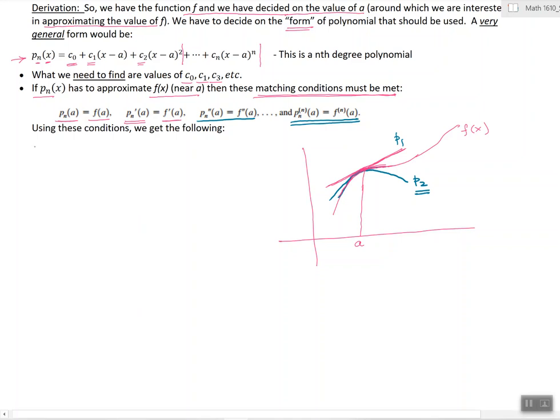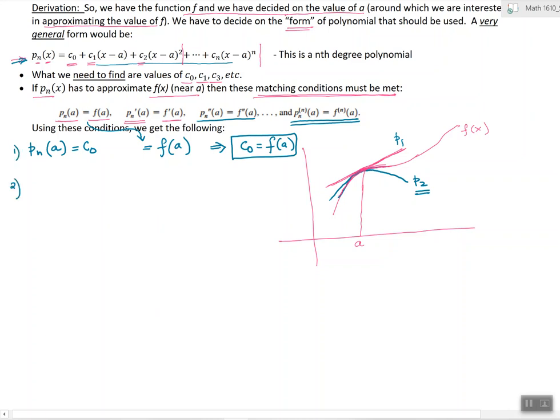Okay, so what have we agreed to? P n of a should be equal to, if I put x as a in this, what do I get? C0, because when x is a, the remaining terms are all 0. Now we agreed that this must be equal to f of a from here. So this implies that C0 is equal to f of a. So let's keep that in mind. So that was my first condition.